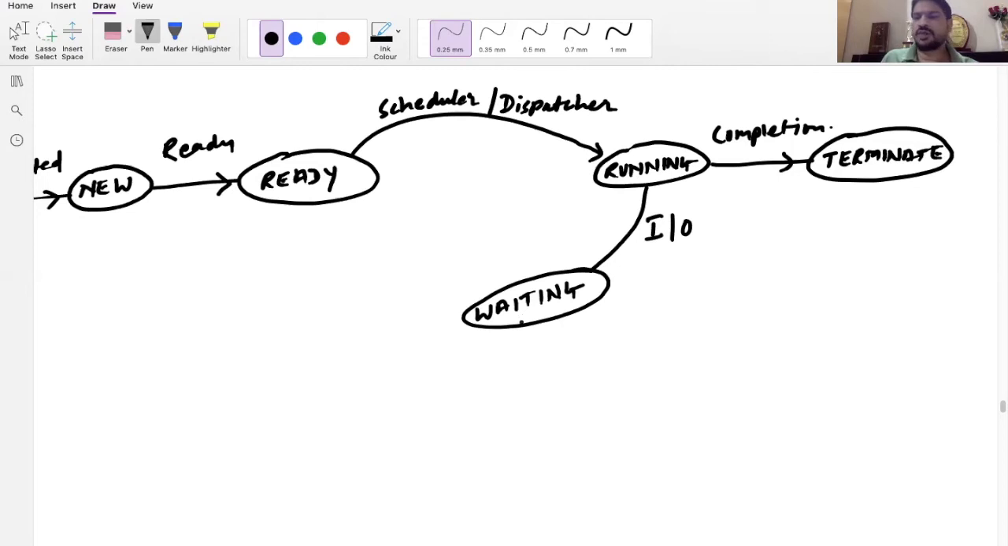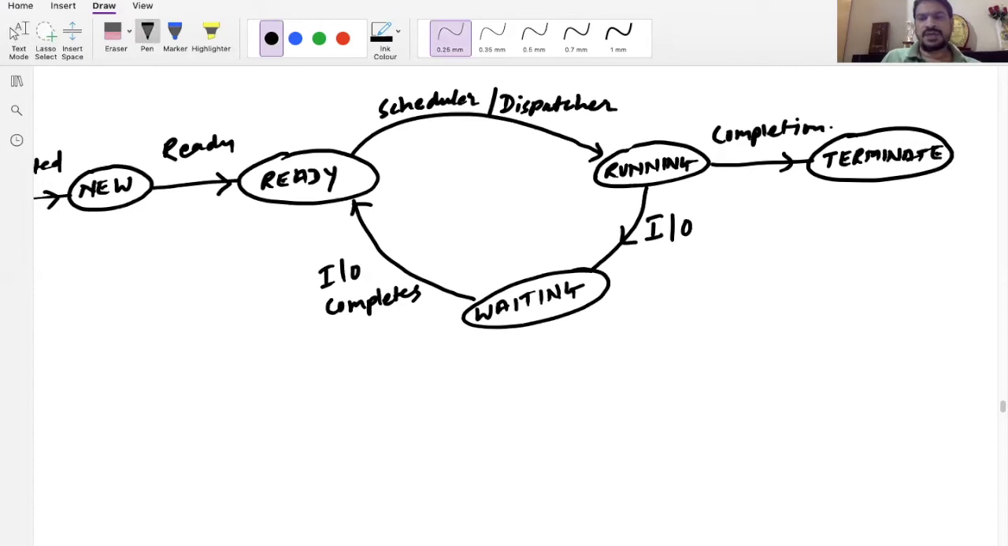Or it is also called block state. And from the block state, it will be resumed to the ready state when the IO completes. When the IO operation related to the process is completed in the waiting state, it will go into the ready state again.